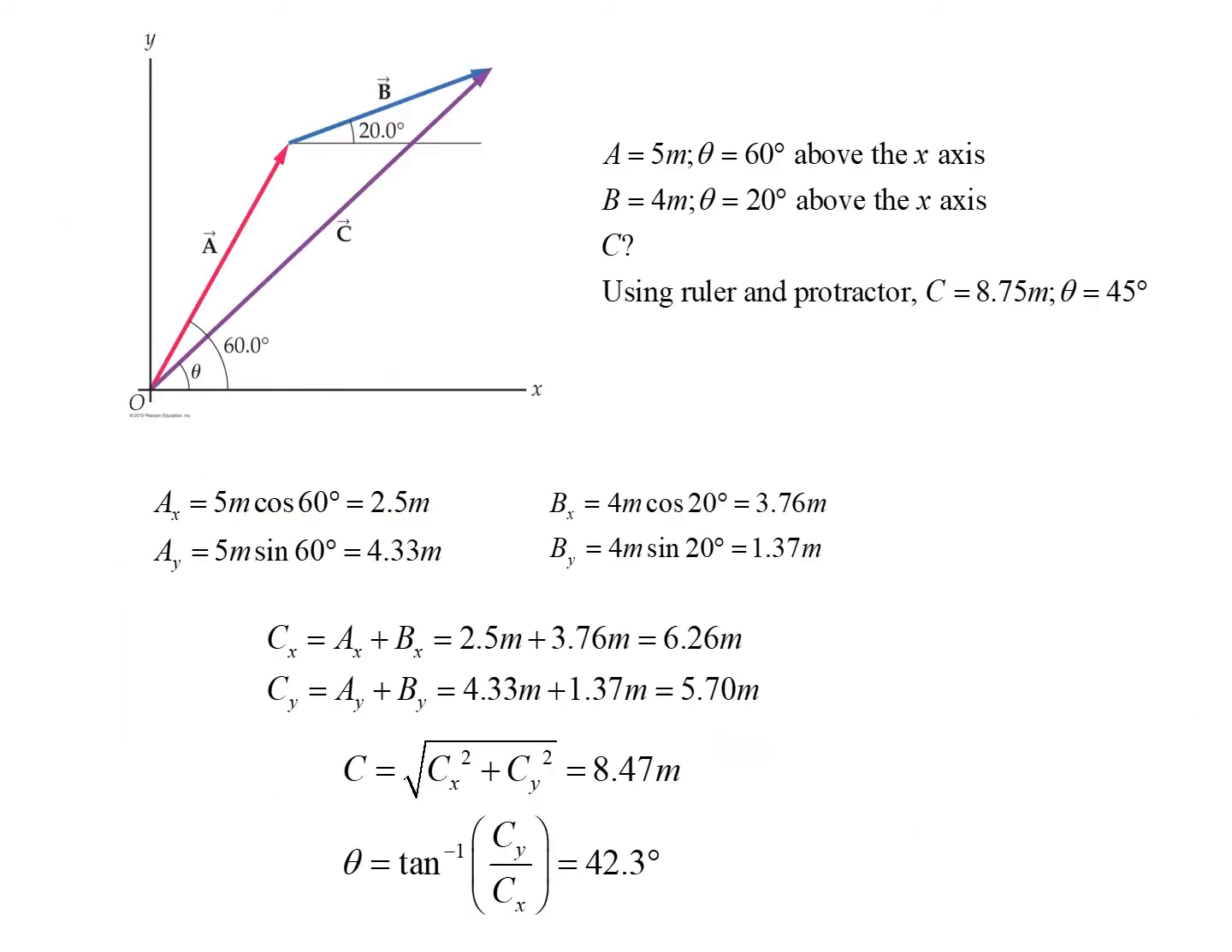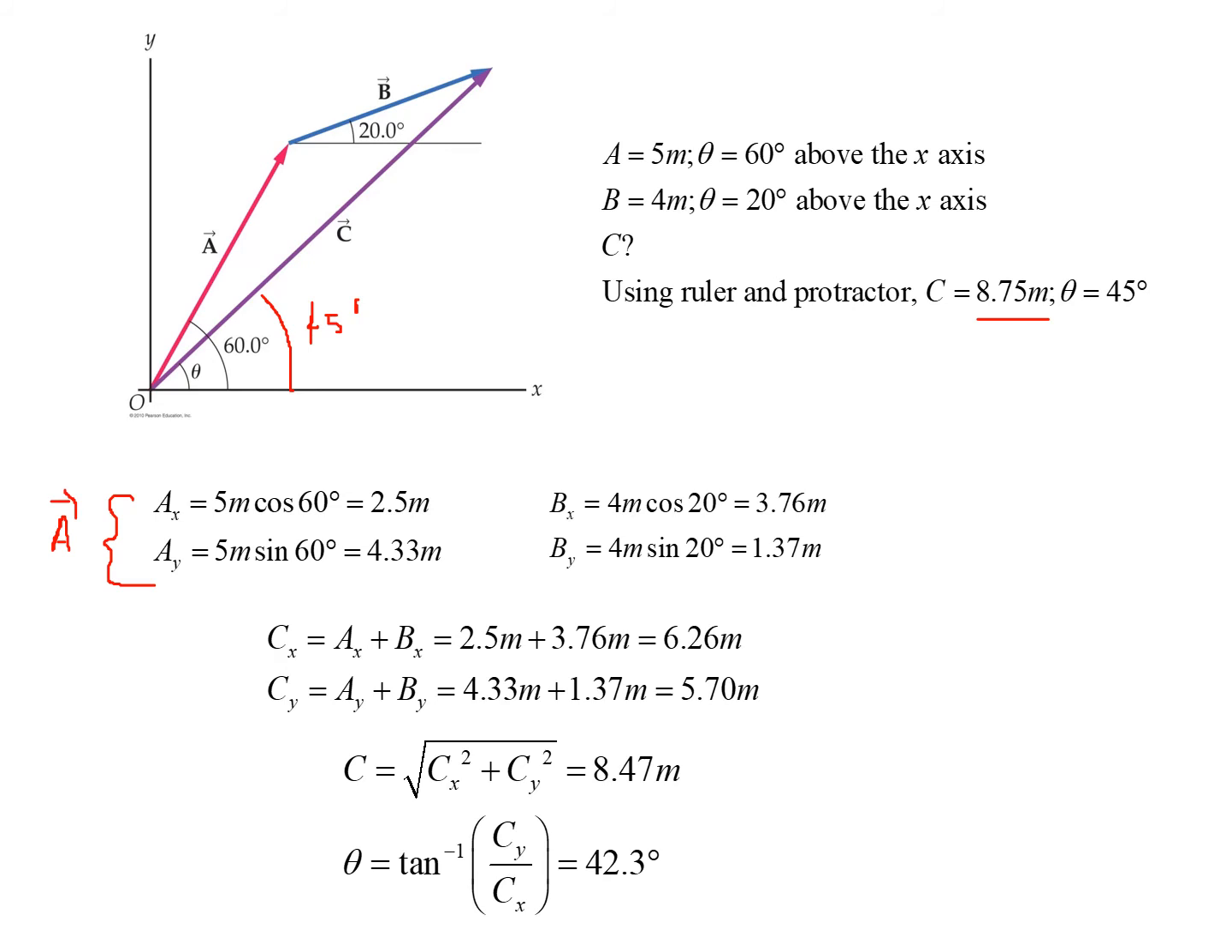These are the questions that we did just now using the graphical method. In the graphical method, we obtained the resultant vector C as 8.75 meters and theta as 45 degrees, but that depends solely on our drawing. To be more accurate in finding the resultant vector, we should use vector components. First we can use AX, this part is called the component of A.